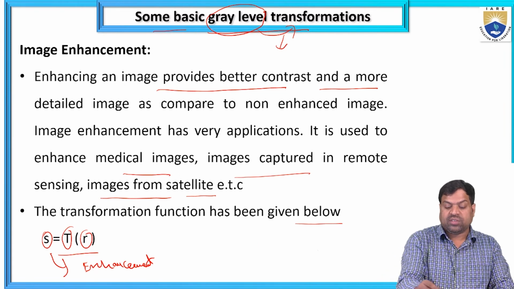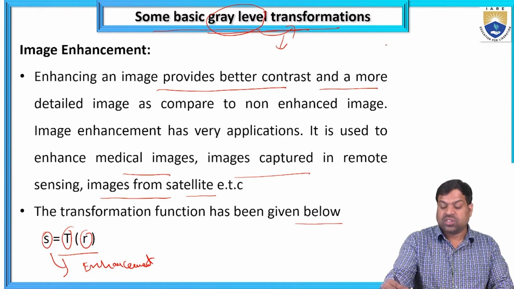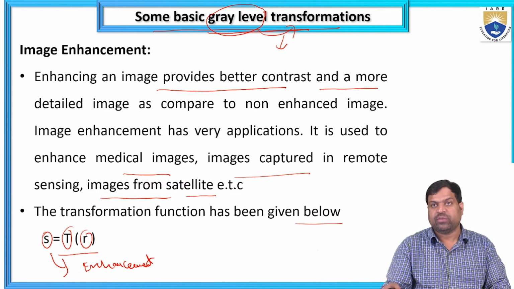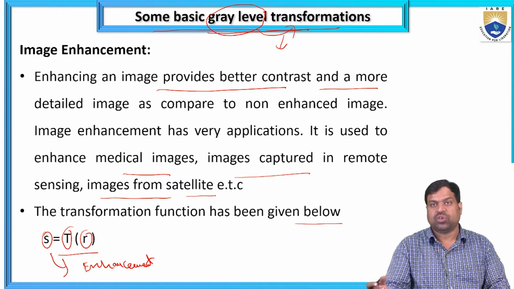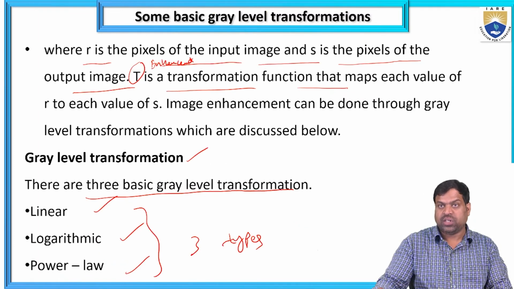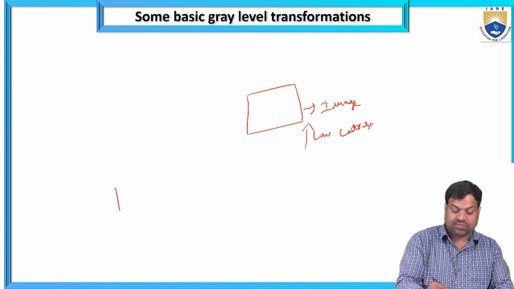So in the basic gray level transformation, how are we finding out the gray levels, how are we changing the gray levels, and what is the need of changing them from one to another? All of this comes under image enhancement only.